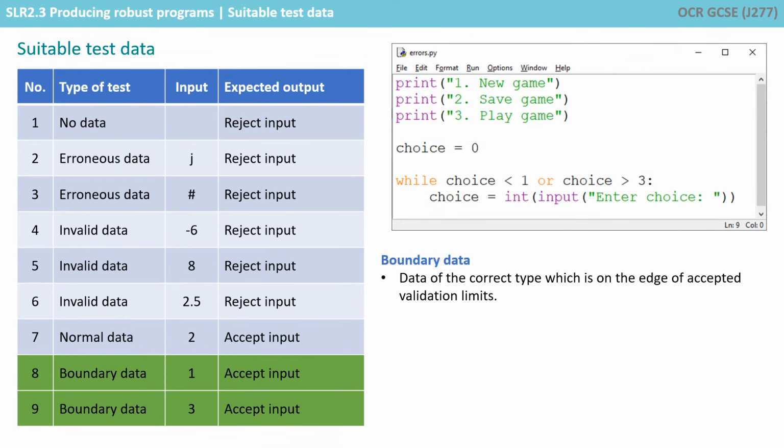Finally, test 8 and 9 are special cases of normal data called boundary data. So that's data of the correct type, which should be accepted, but it's on the edge of the acceptable validation limits. So in this circumstance, it's simply 1 and 3. Let's say again, therefore, you had a program that was testing for the numbers 1 to 100. The boundary data would be 1 and it would be 100. All the other values, 2 to 99, would be considered normal data, and you could pick a small sample of those to check they're accepted.